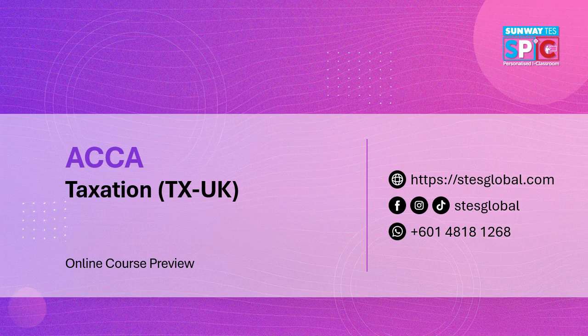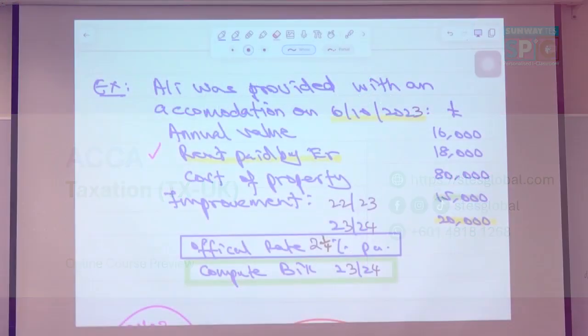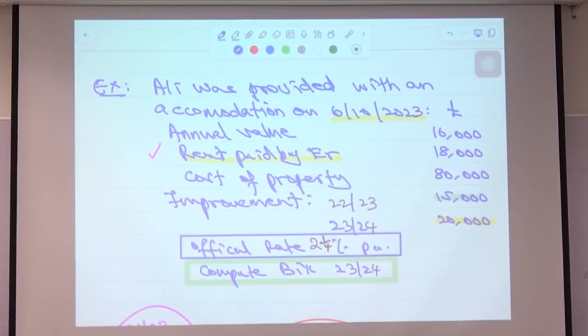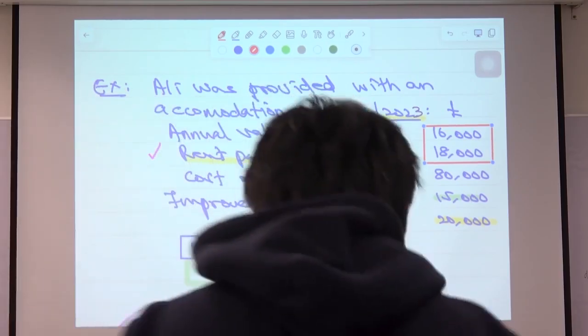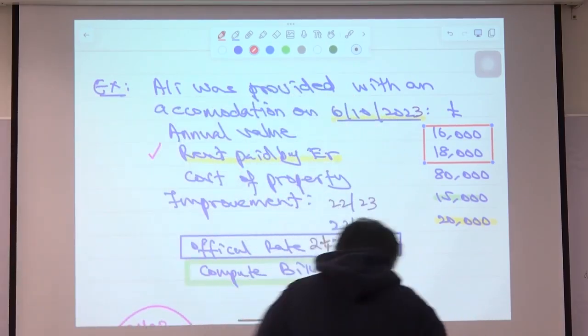Ali was provided with an accommodation on 6/10. Very important: how many months? 6 months in the year. Annual value, rent paid. When they give you these two figures, what will you do? They've already given you these two figures, you take the higher of. Good. When you take the higher of, the answer will automatically be rent paid.